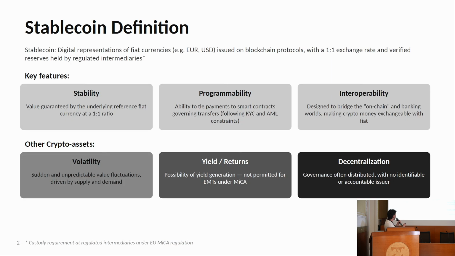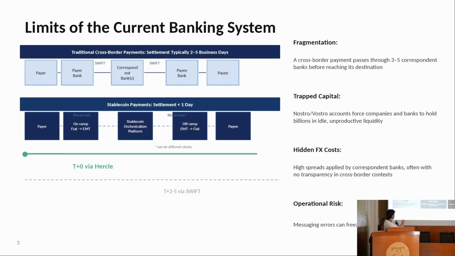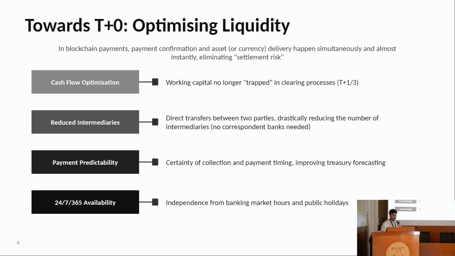What you can do now with stablecoin is optimize liquidity. What does it mean, optimizing the liquidity? What you can do in 3 days with normal fiat currency, you can do in 1 hour with stablecoin, I would say even less. So with this you have cash flow optimization for sure, and a reduction of intermediaries, so you don't have all the correspondent banks in between. Basically you change drastically the number of intermediaries.